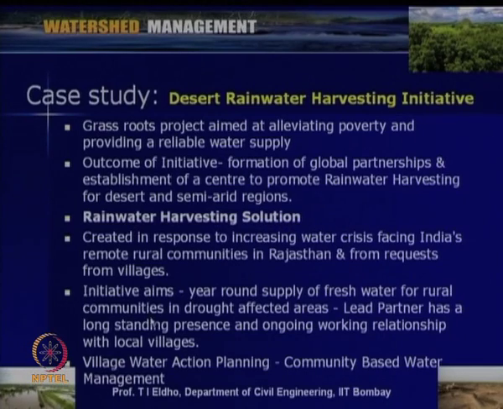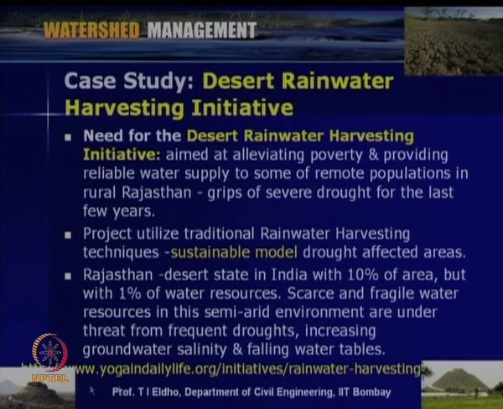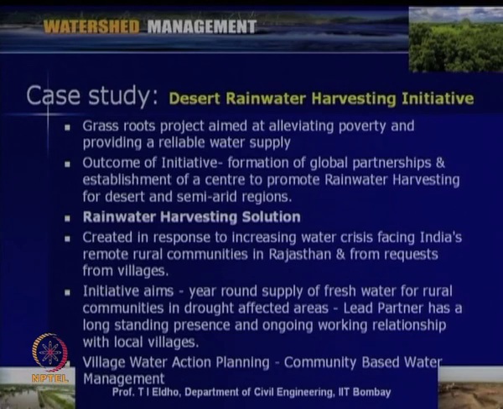You can see, for example, in one particular village, rainwater harvesting structures were constructed, and after a few years you can see there is good storage of water, and the face of that area is totally changed. This has been implemented by the NGOs with people's participation. The Desert Rainwater Harvesting Initiative was created in response to the increasing water crisis facing this Rajasthan region.